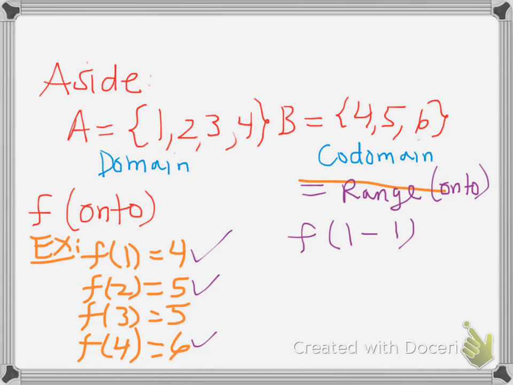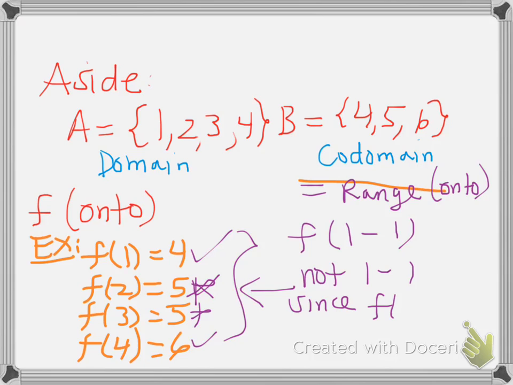Okay. Another way to say that is if you do the contrapositive of that, if x doesn't equal y, then f of x doesn't equal f of y. And so here, we can actually look back at this function. This function would not be one-to-one because we can see that f of 2 equals 5 and f of 3 equals 5. So this is a good example. So not one-to-one since f of 2 equals f of 3, but 2 doesn't equal 3.